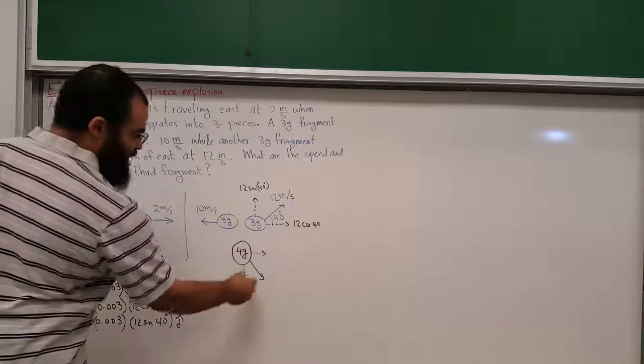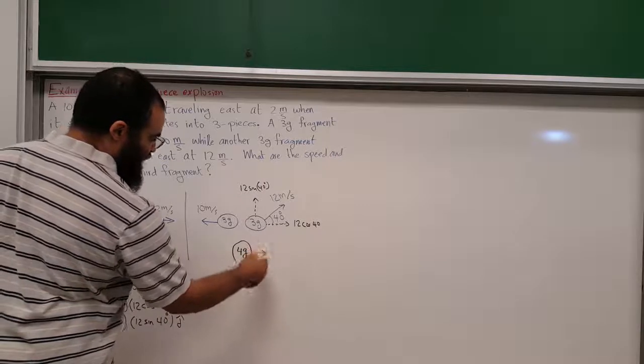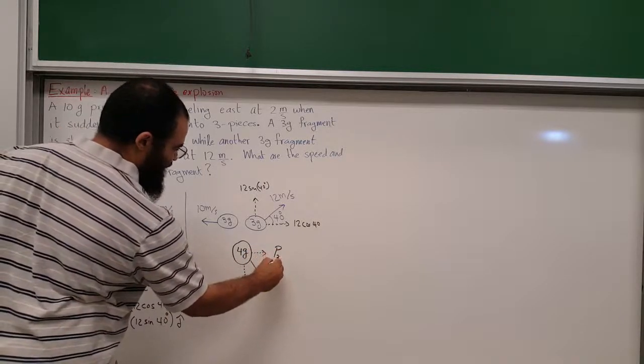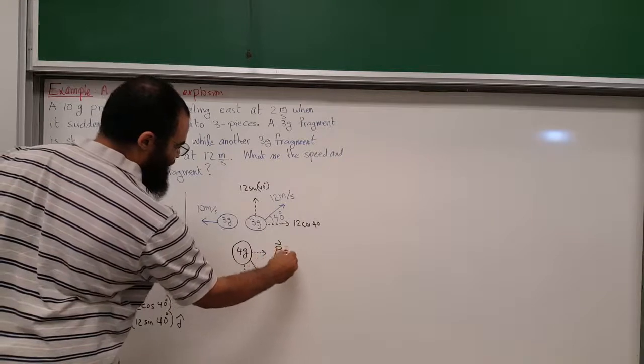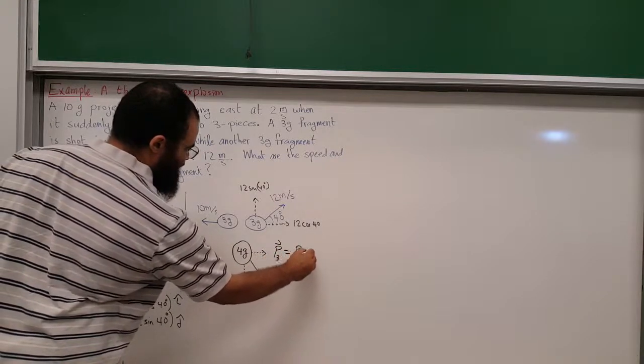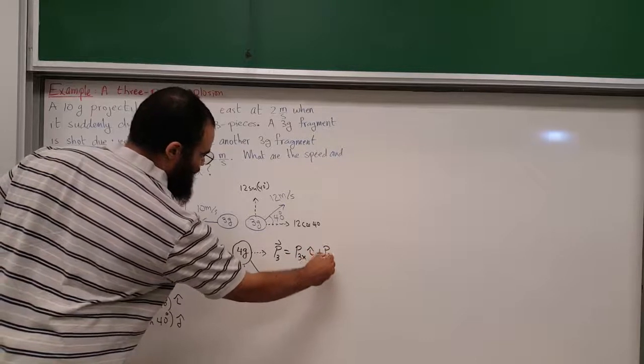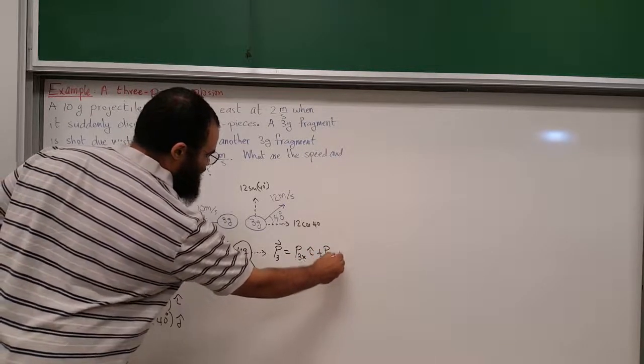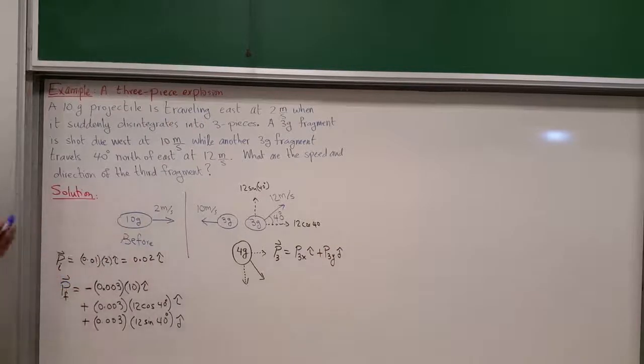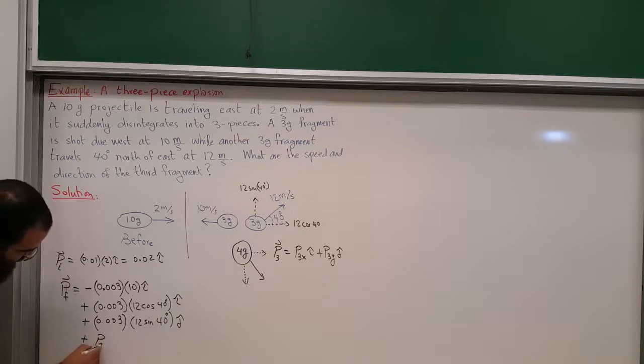And then plus the momentum of this fragment, which is the third fragment. I'm going to call it P3. P3 will be P3x i hat plus P3y j hat. I don't know what they are, so I'm just going to keep them in symbols. So it will be plus P3x i hat plus P3y j hat. So let's add these and see what happens.